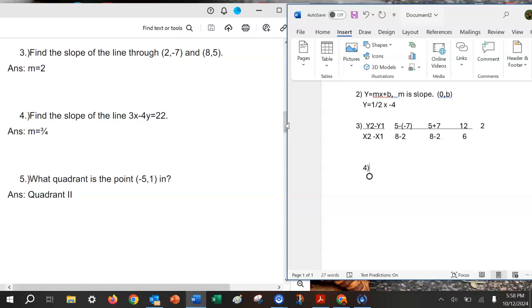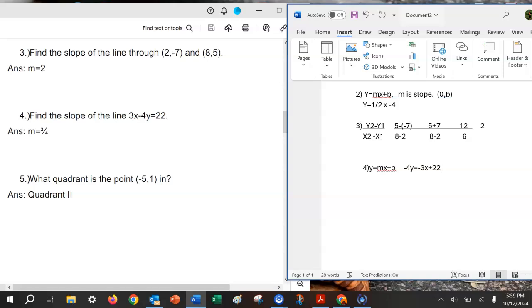Okay, so it says find the slope. This is not in the form y equals mx plus b. But if we get it in that form, we can see the slope pretty easily. So let's keep the y on the left side. If I subtract 3x from both sides, that leaves you with negative 4y equals negative 3x plus 22. Okay, we're almost there.